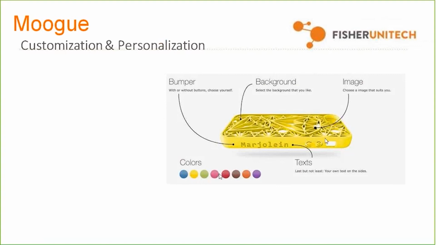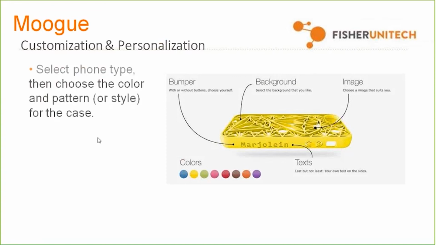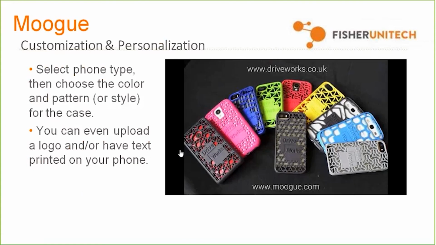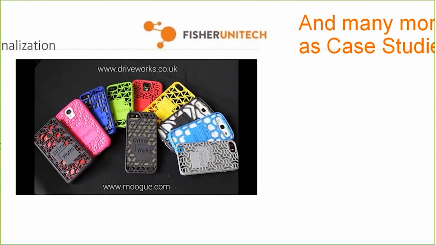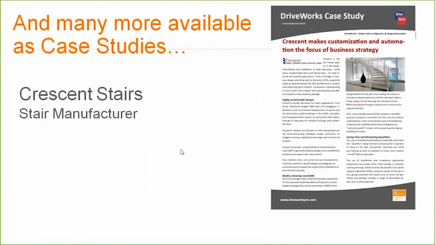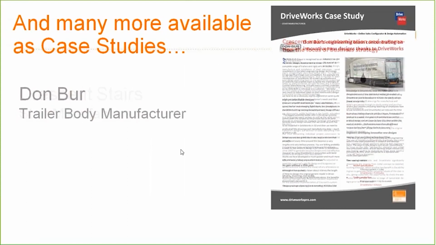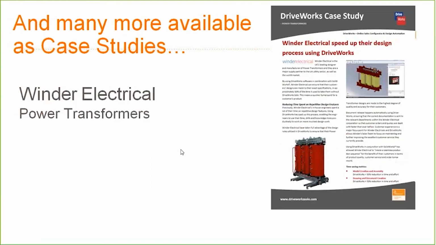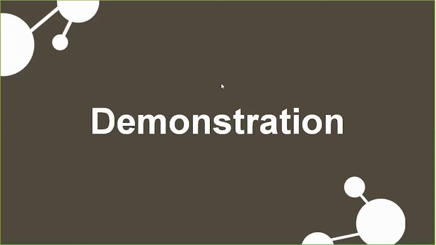You could choose different colors and see an automatic preview of what that color is going to look like on your phone. And then you can even upload a logo and have text on your printed phone. And all of this is handled by DriveWorks in the background. There's lots of other case studies that you could see online if you were to log into DriveWorks as well. All right, well, let's have a brief demonstration with DriveWorks.